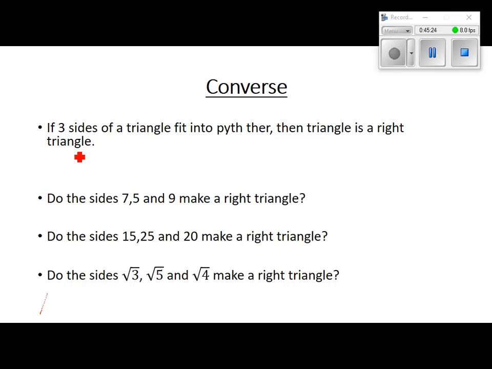So, if we've got 3 numbers, and we're sticking them in, one for A, one for B, one for C. If it comes out to be true where the two sides of the equal sign are equal, then we know that that is a right triangle, or it's going to form a right triangle.